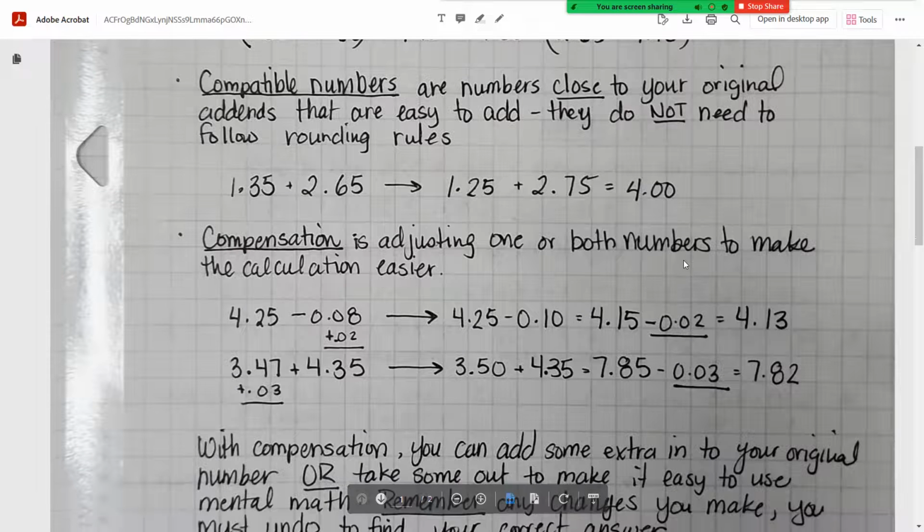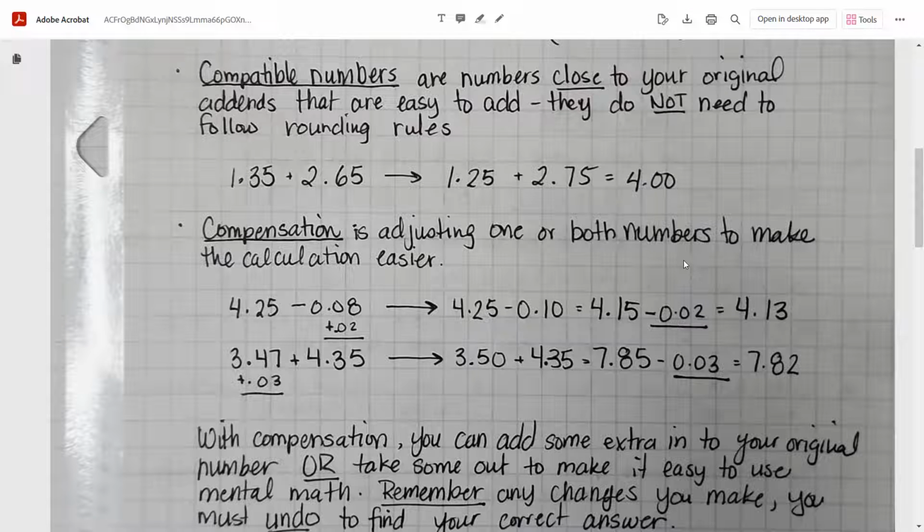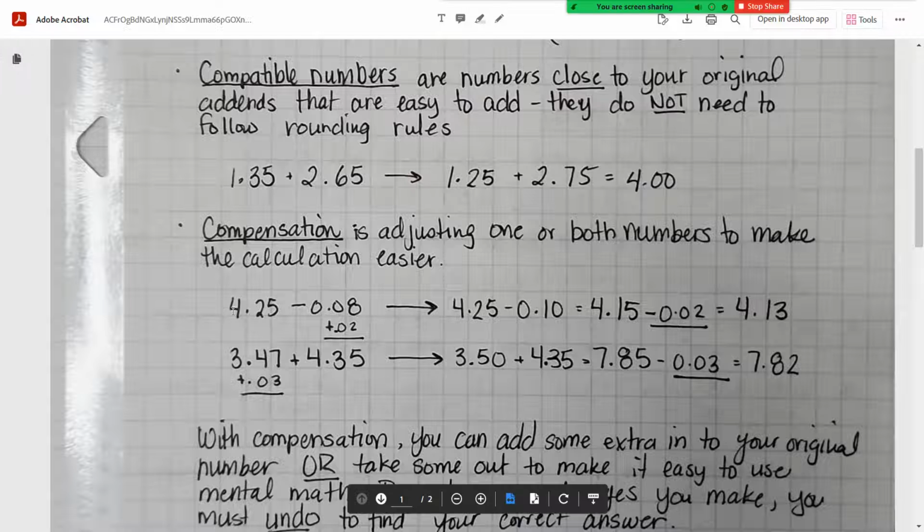I can also use a strategy called compensation. Compensation is either adjusting one of the numbers or both of the numbers to make calculating easier. Over here, I have 4 and 25 hundredths minus 8 hundredths. To make this easier, it's easier for me to take away tenths. So I'm going to add 2 hundredths, so 0.02, to this 0.08. And then I'm going to subtract 4 and 25 hundredths minus 10 hundredths. So 25 minus the 10 is going to leave me with 15. So 4 and 15 hundredths.